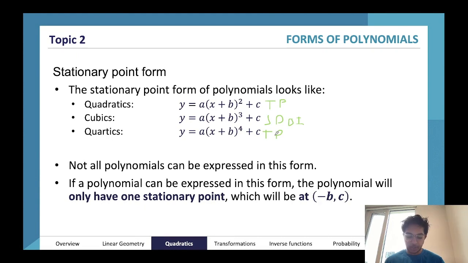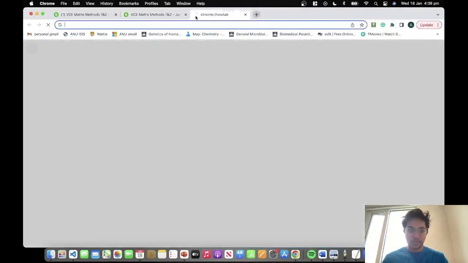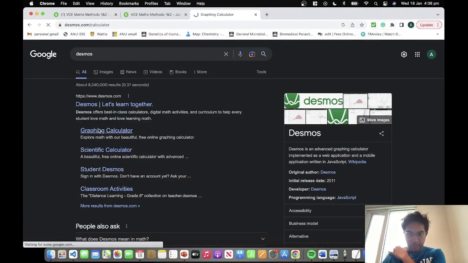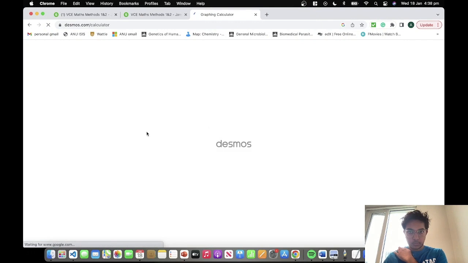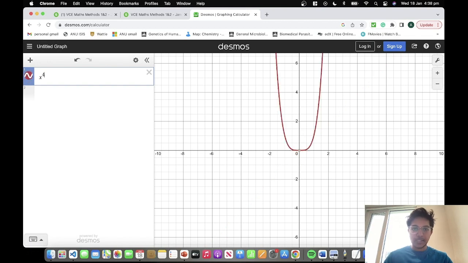Maybe some of you haven't seen a quadratic. I'll try pull up Desmos and see if I can get you a nice image. I'm just going to quickly switch on to Desmos, graphing calculator. All right, so x to the power 4 looks a bit like this, right?